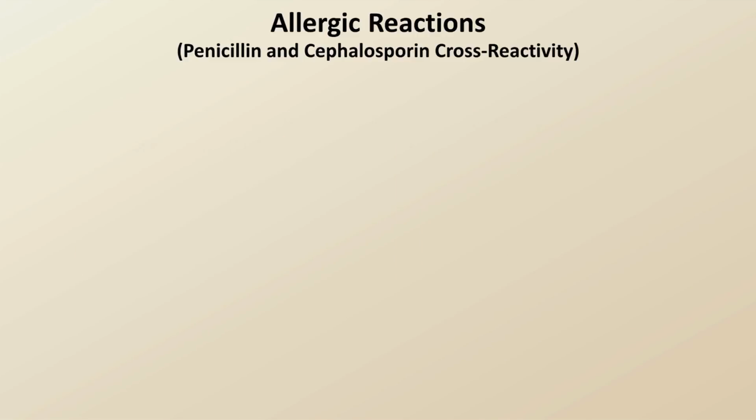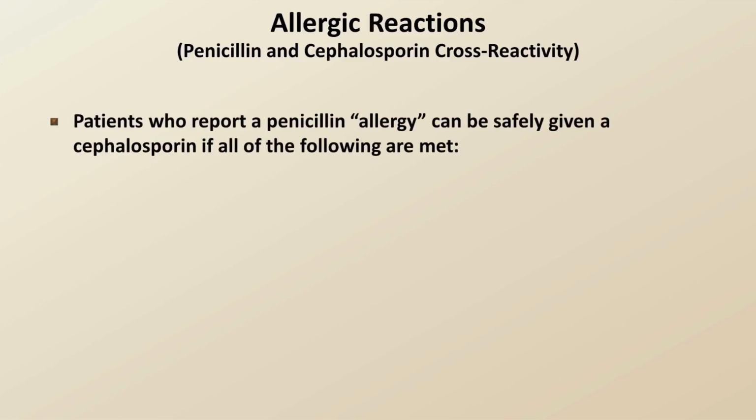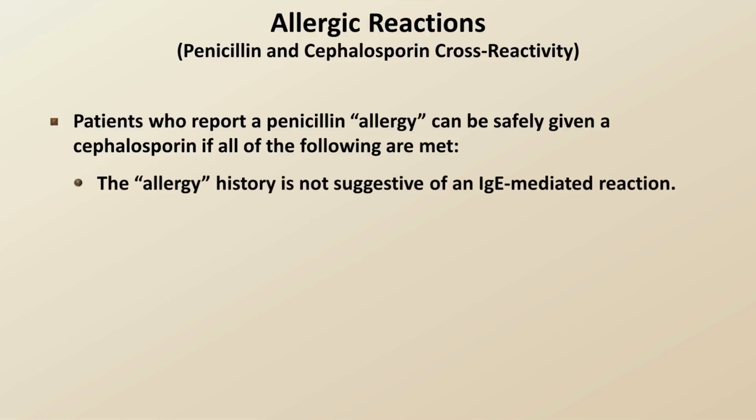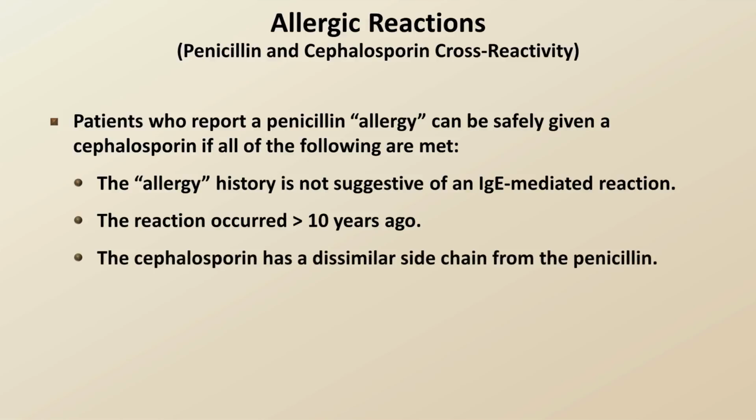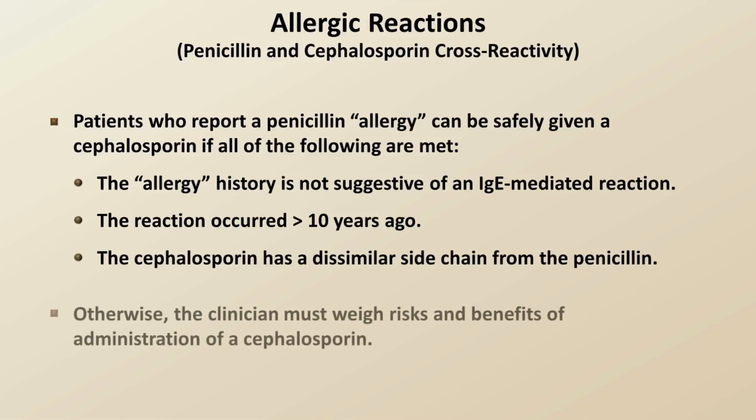In summary, patients who report a penicillin allergy can be safely given a cephalosporin if all of the following are met. The allergy history is not suggestive of a type 1 or IgE-mediated reaction. The reaction occurred more than 10 years ago. And the cephalosporin has a dissimilar side chain from the penicillin. Otherwise, the clinician must weigh risks and benefits of administration of a cephalosporin.